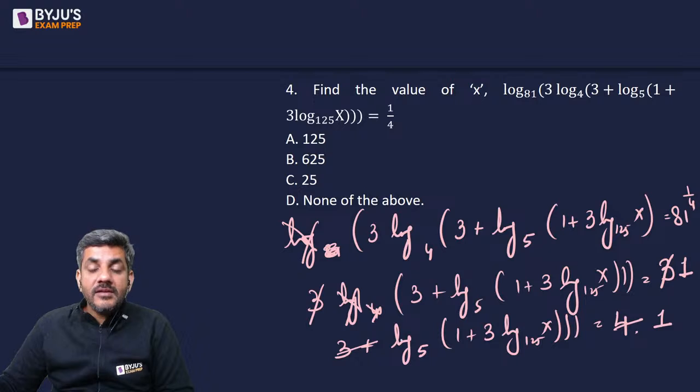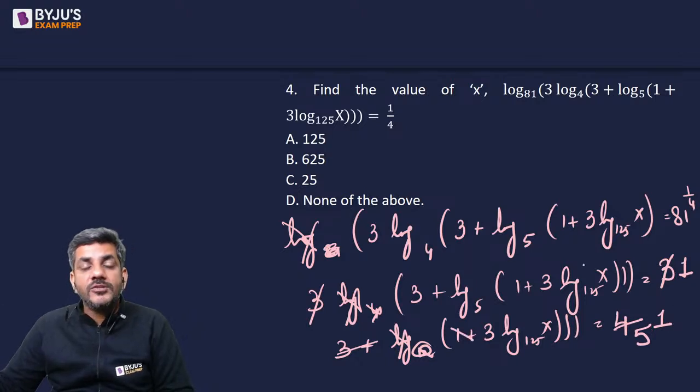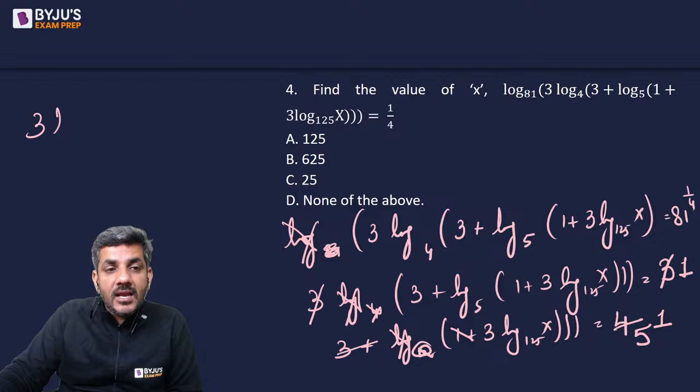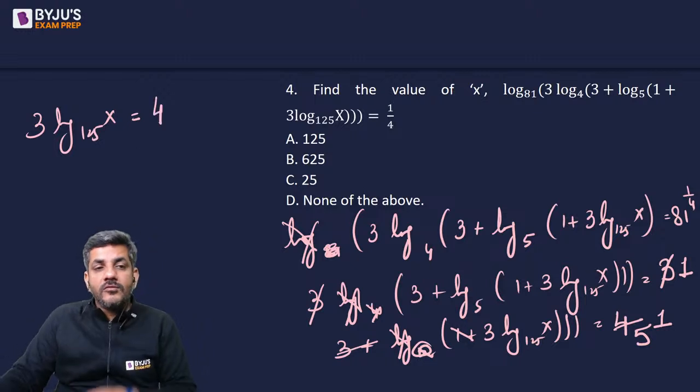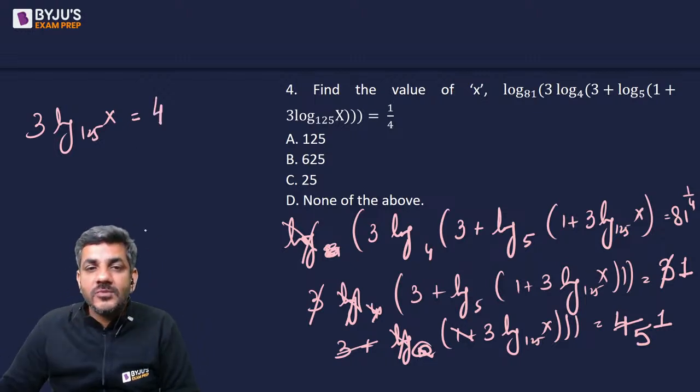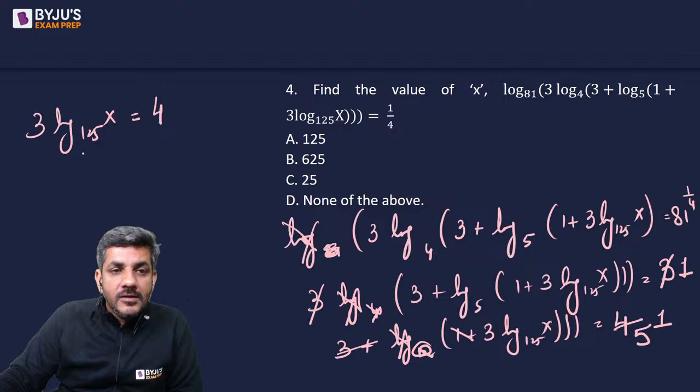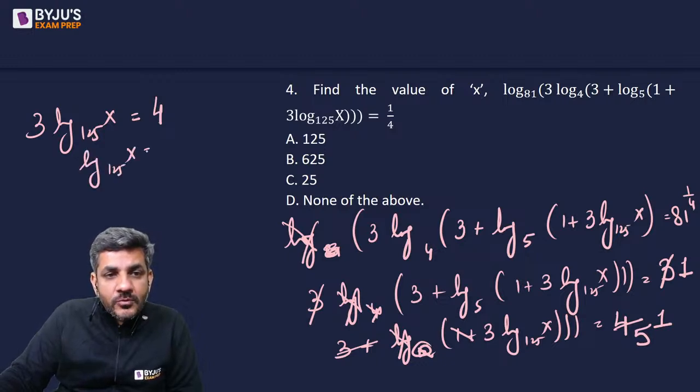And once again by the definition of log, जब हटाऊंगा तो ये 5 उधर जाएगा, पावर में बन जाएगा. I will have 5 raised to the power 1 और ये 1 फिर से उधर जाके माइनस होगा, 5 to the power 1 में से. Then I'll have 3 times log of x with base 125 is equal to 5 minus 1, which is equal to 4. So what does it give me? It gives me log of x with base 125 is equal to 4 by 3.